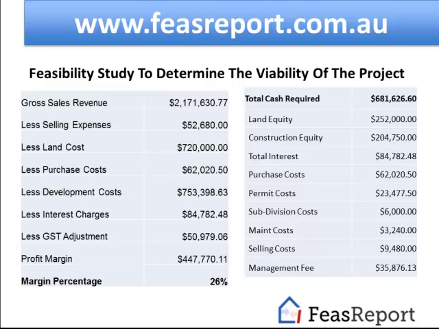Then obviously the land cost. This is how much you're going to pay to buy the land. The purchasing cost includes things like your stamp duties, your legals, etc. to settle the land. The next is your total development cost.